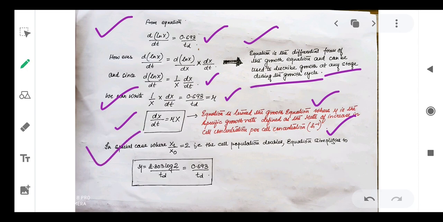In the special case where xt by x0 is equal to 2, that means the cell population has doubled. So the equation becomes mu equals 2.303 log 2 by td, just putting x by xt as 2. So ln 2, which is 2.303 log 2, by td, is equivalent to 0.693 by td. So we get the ultimate equation, mu is equal to 0.693 by td. So this is about your batch culture kinetics.